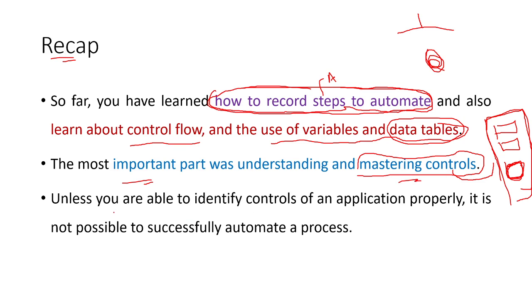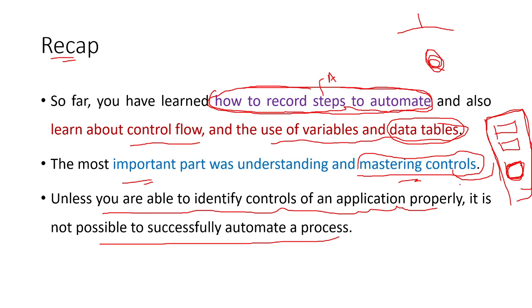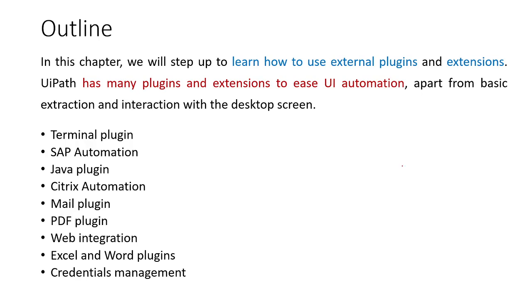That's what the author is telling: unless you are able to identify the controls of an application properly, it is not possible to successfully automate the process. That's what we learned in the last class. We learned how to see whether the target element exists or not, how to check the scope of the target element, and how to find the relative element of the target element, and so on. Clear?